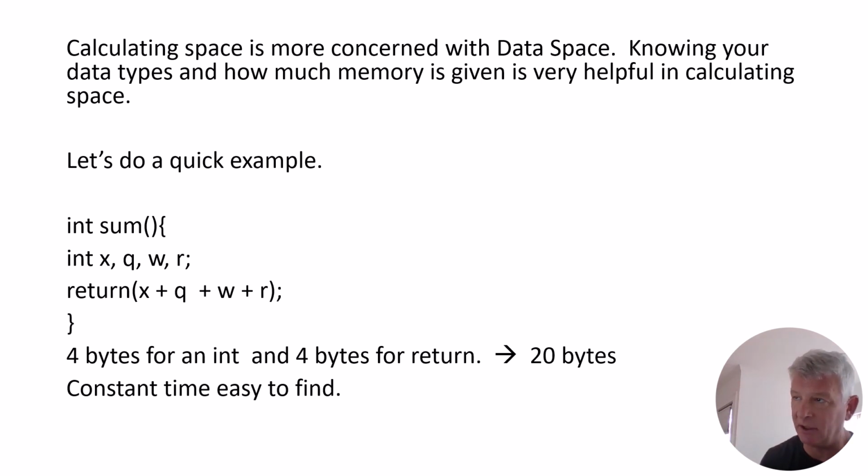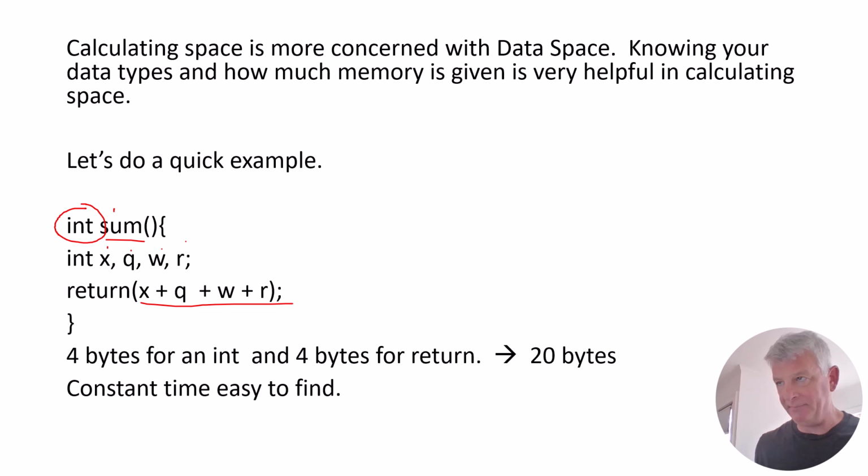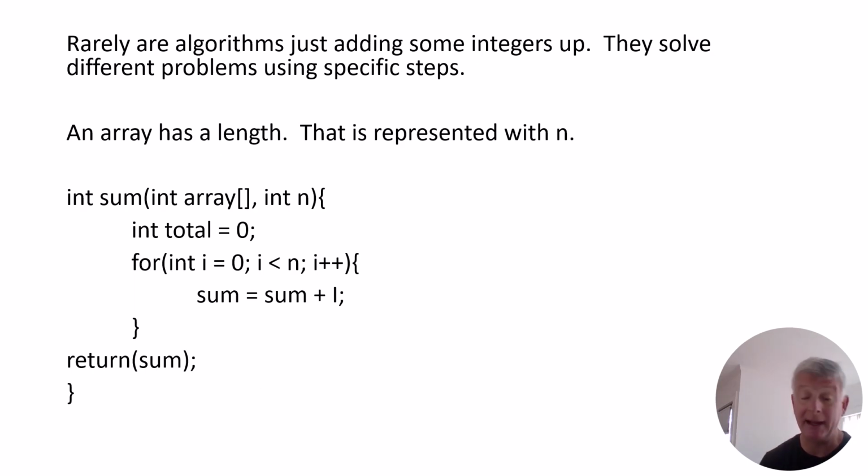So look, I have a little function called sum, and I declare 3 variables, x, q, w, and r. And then I just return them all adding each other. Well, let's look at this. 4 bytes for this, 4 bytes to declare the integer sum, and 4 bytes for the return. So 4 bytes for that. 20 bytes, easy to find. I just calculated my space. This function is going to take 20 bytes of memory. Easy. Now, when the function's done, my 20 bytes of memory can be released back to be used again because the function pops off the native stack.